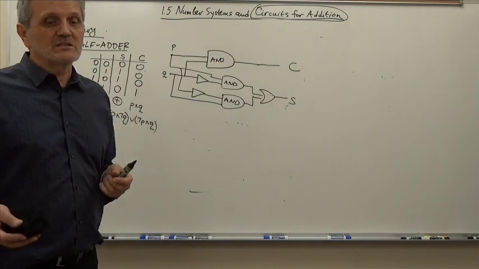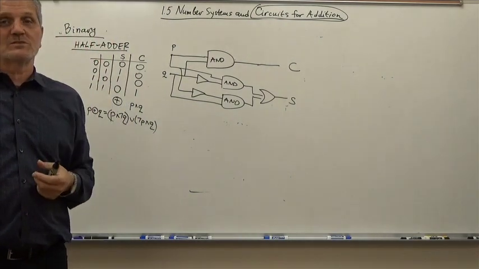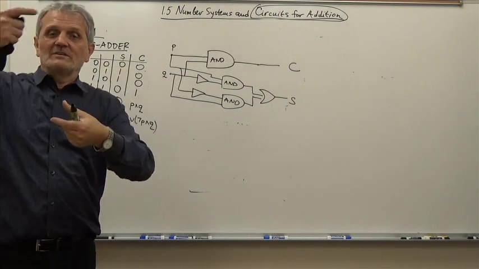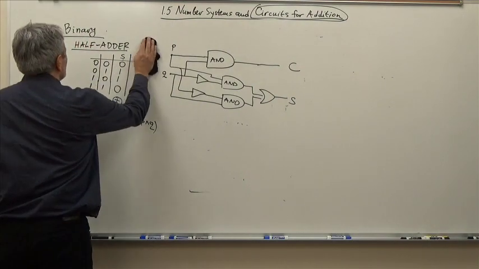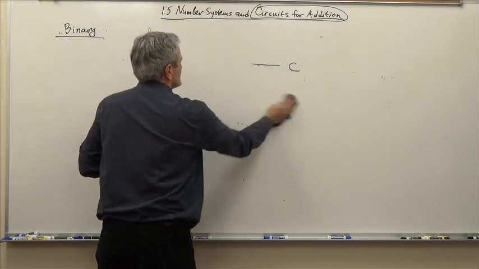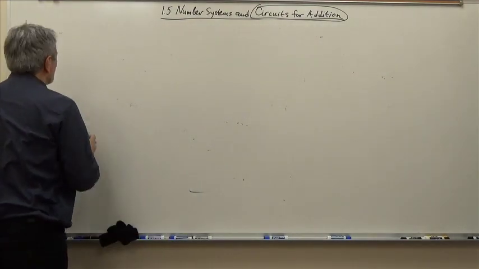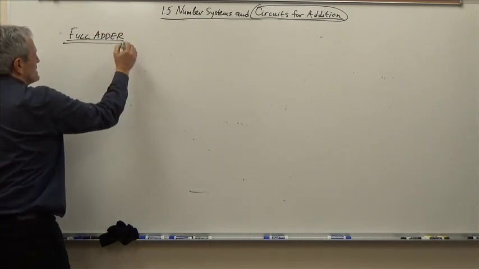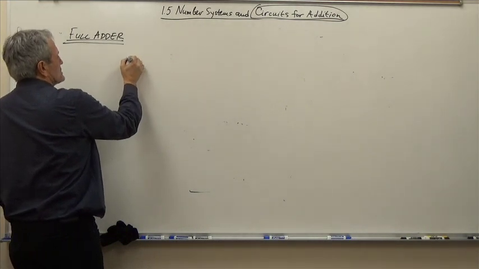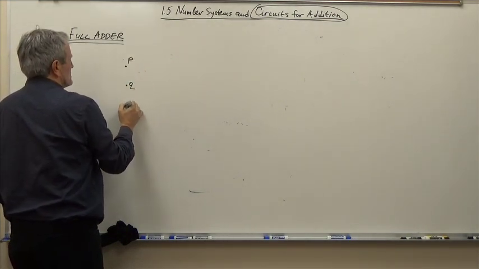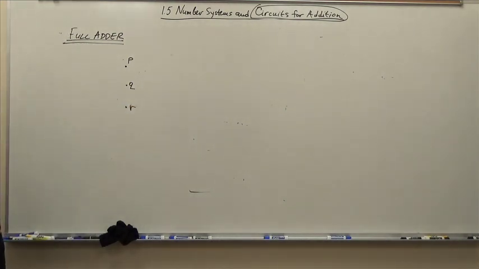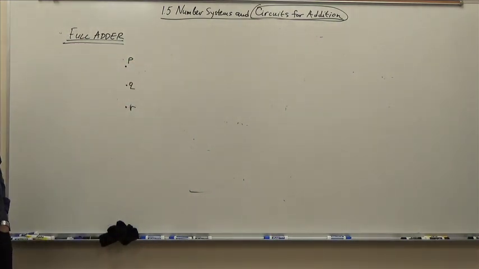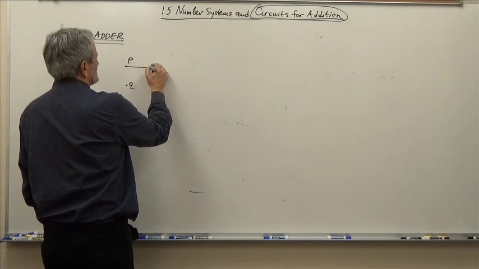Why? Because we need to consider a situation that now we add three digits. Why? Because we have two digits that we read, but one might be carry from the previous line. So at the end, we need to add three digits. So what do we do here? We use this and pull now the full adder. So what we do here, we are using three inputs, P, Q, and R. So what then, when we add three numbers, here's what we'll do.